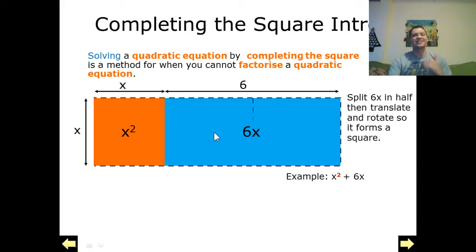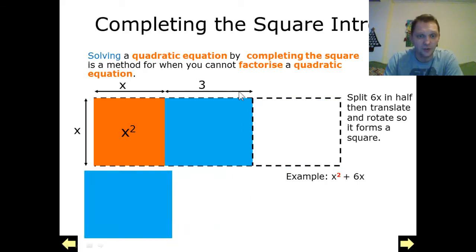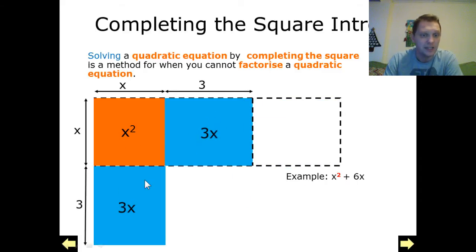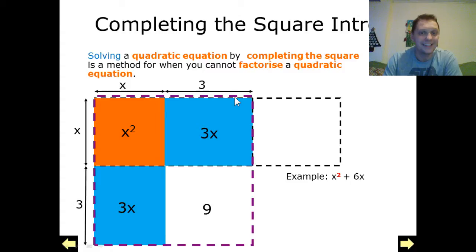Now, if I was to split my length of 6 in half, turning it into 3, and transfer it down to the bottom, now we've created a square. Here we've got our x squared still, we've got our 3 by x, and we've got our 3 by x in here. So we've got x squared, 3x, 3x. But in this square here that we've used to complete the square, we've got 9, because that's 3 times 3.